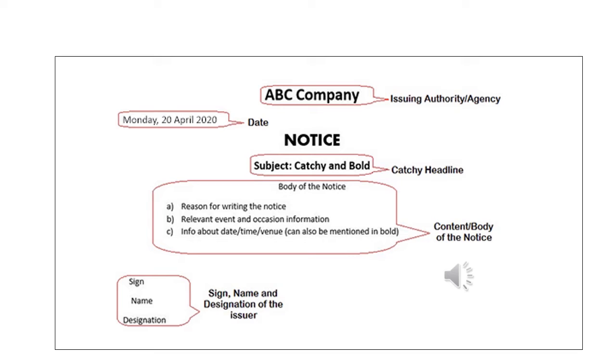There is no rule as to where the date of the notice should be placed. It can be on either top left or top right. Generally, the date is written on the top left as it is shown here. But remember, the format of the date should be in this way. You are not supposed to write like 20th 4/2020. It should be written in words like Monday, April, in this form.